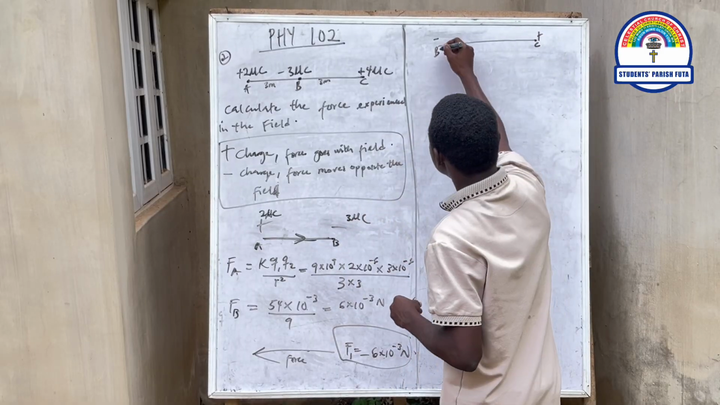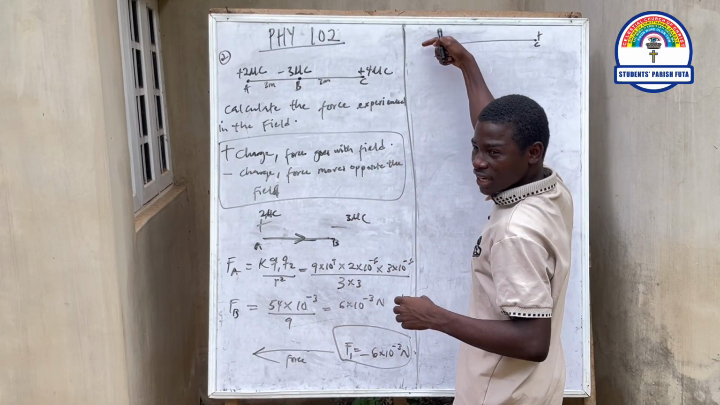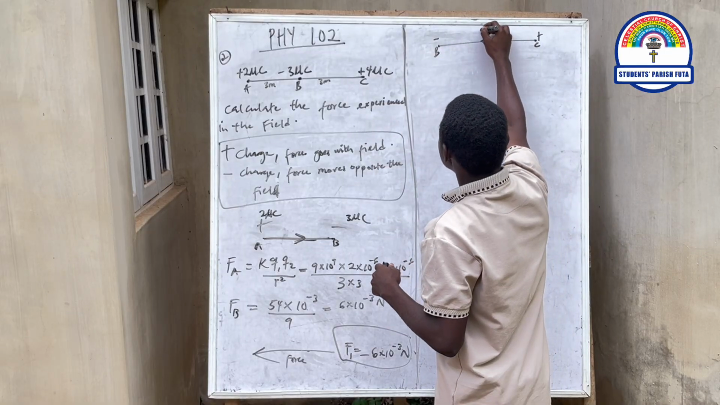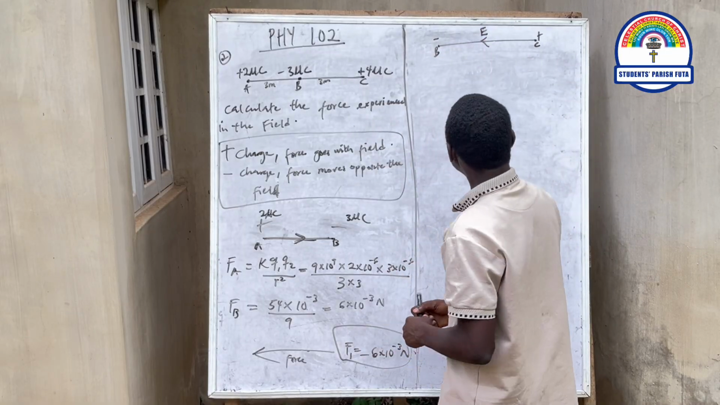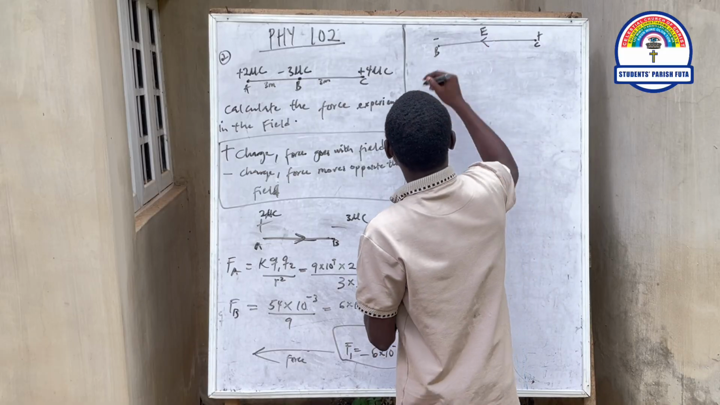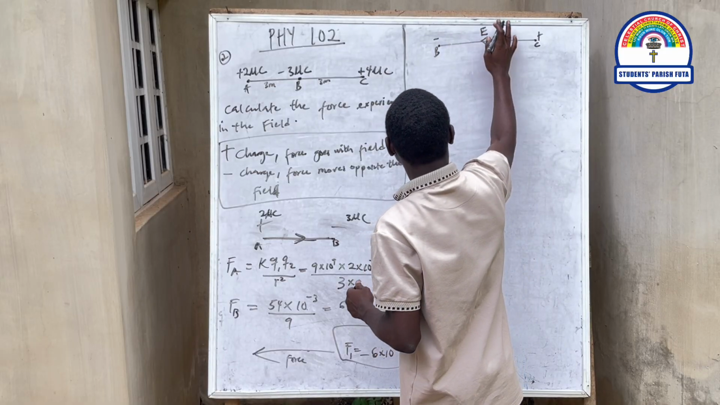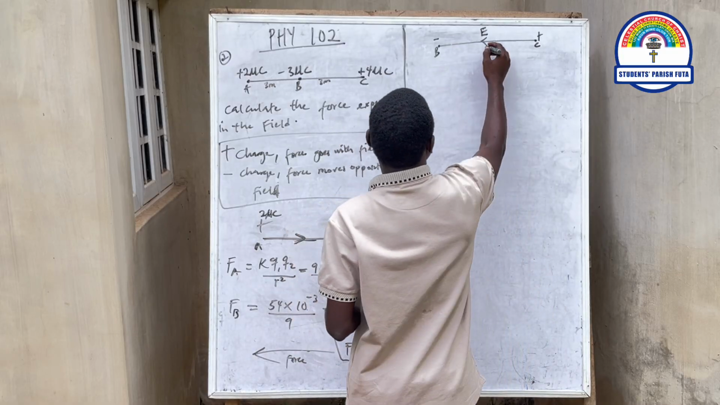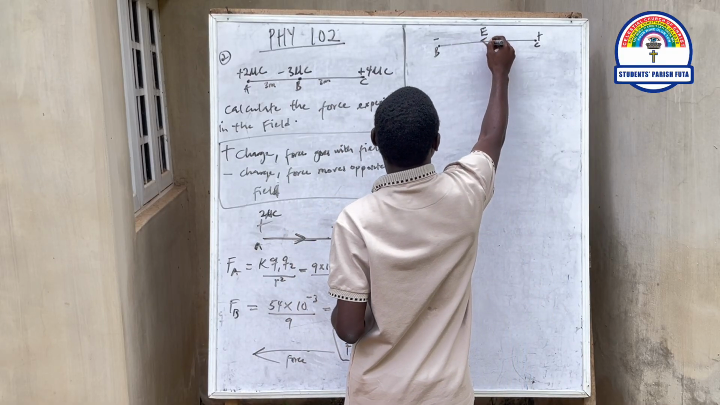So where would the field go? You said the field enters into negative, right? The positive throws it out. It enters in. So this is the field. This is the field. Now, this is the field. So let's go. The field goes this way.